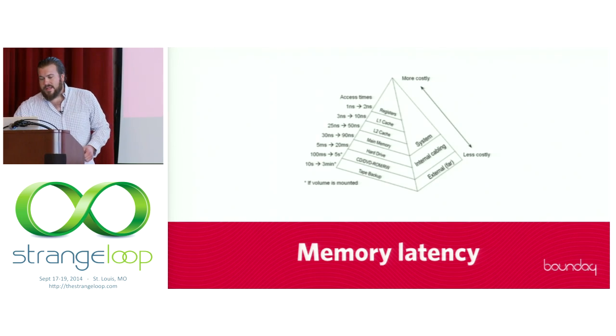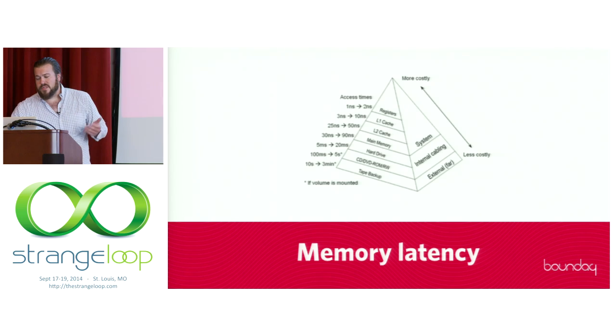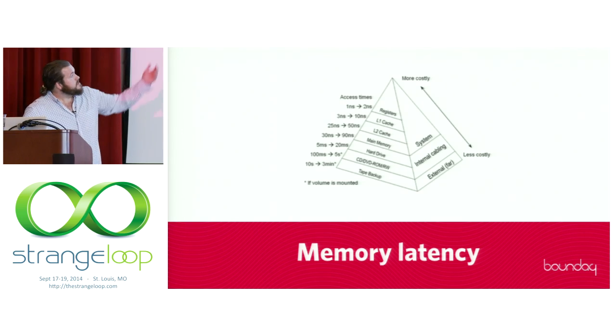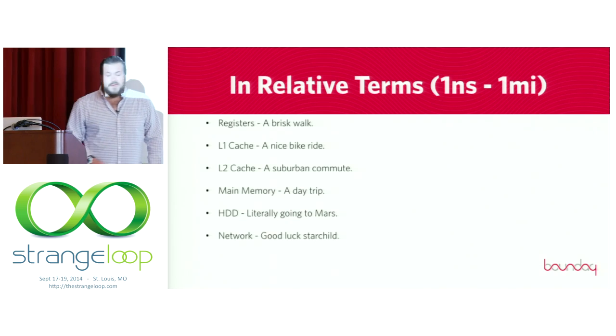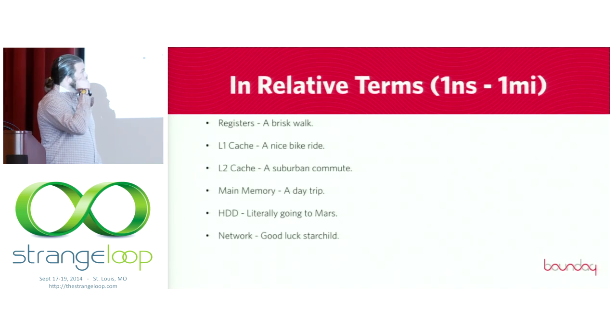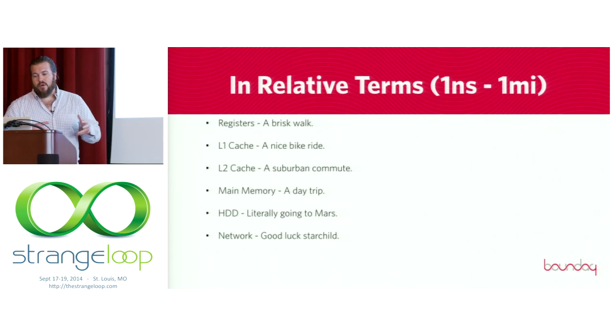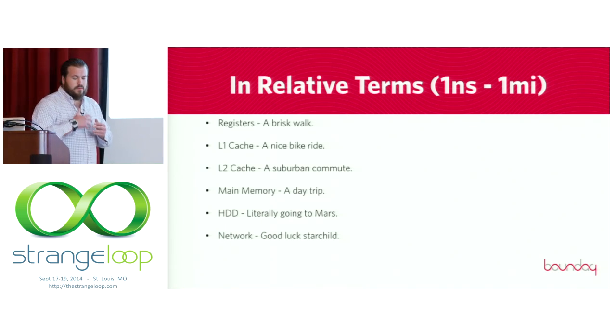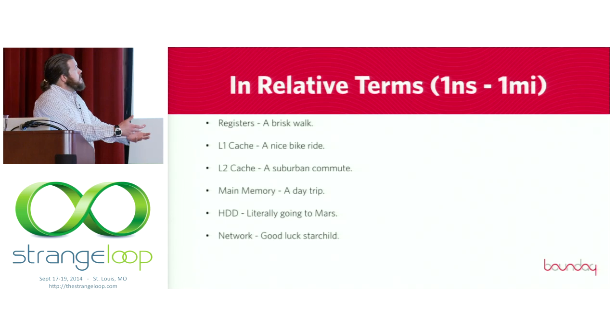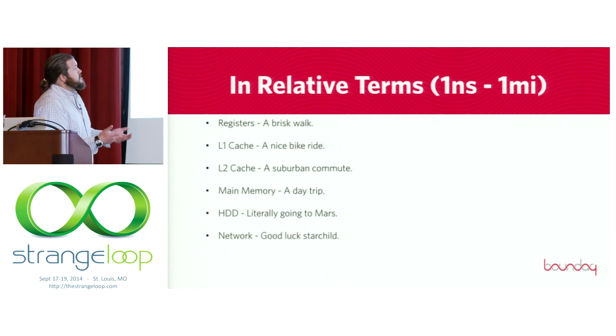I like to put this into relative terms to really give you a sense of the numbers, because when you look at those numbers, it's hard to reason about them. So let's say we were equating 1 nanosecond to 1 mile, and the analogy would be travel distance. Registers, that's about a mile's walk. You could walk that pretty easily.